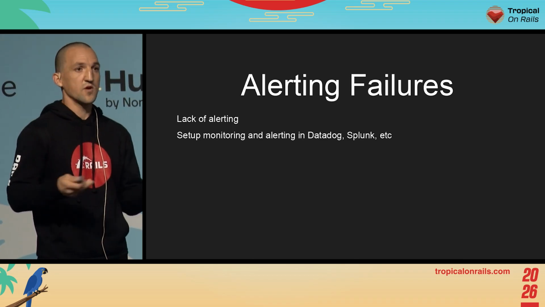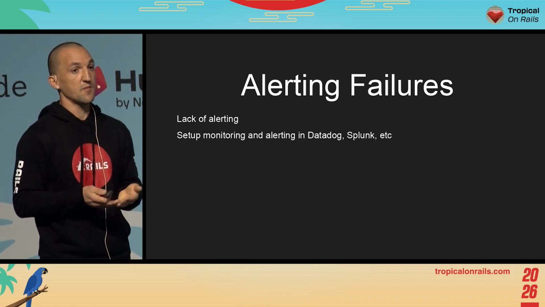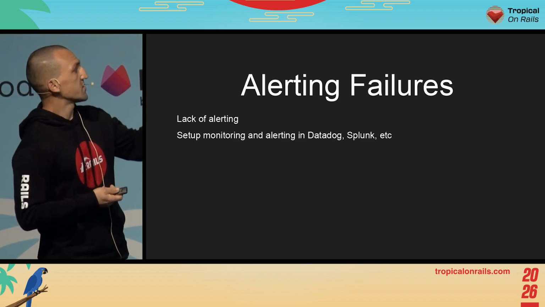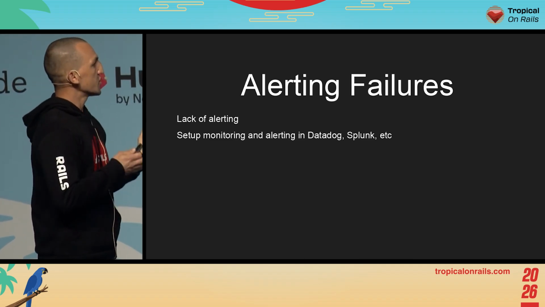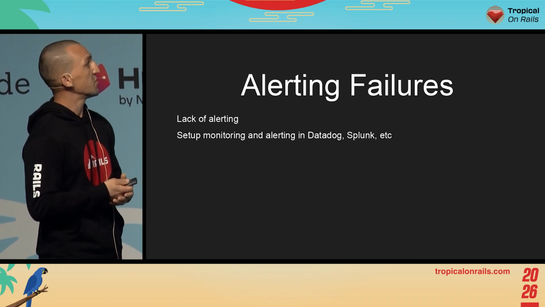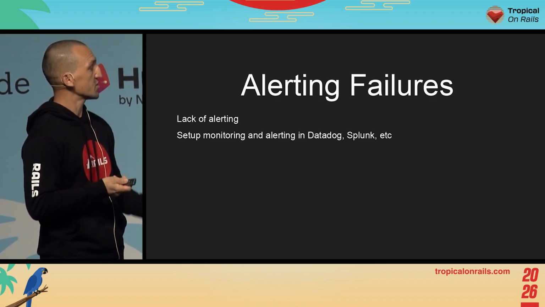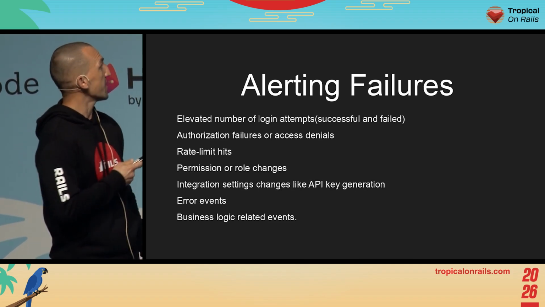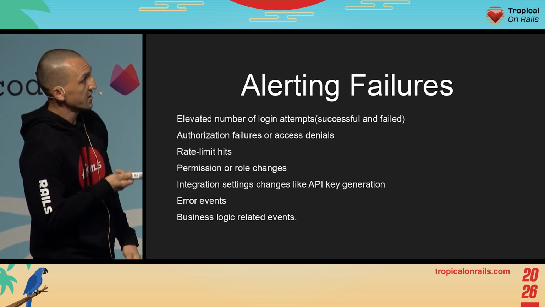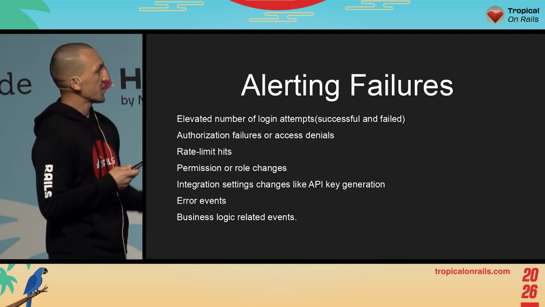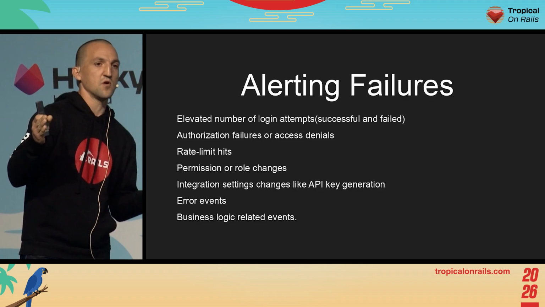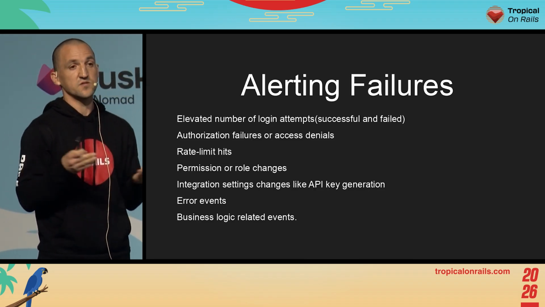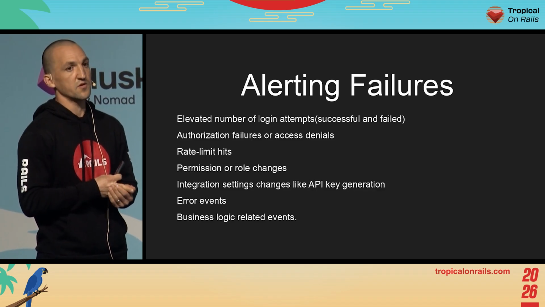So you have your logs, you have your events, but you don't set up any monitoring and alerting on it. So what you should do, if you use Datadog, Splunk, anything else, you have the option to set up monitoring and alert on certain conditions. And what I think you should alert at least on is the elevated number of login attempts, whether it's successful or failed. Because if you have a lot more successful logins suddenly, it means maybe your database, your passwords are leaked, and somebody is just accessing all the accounts.